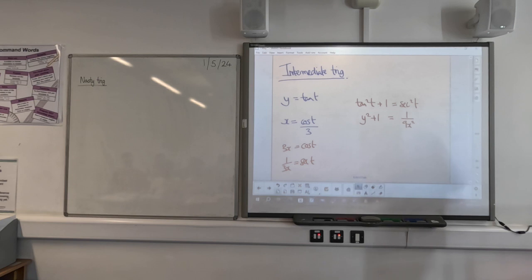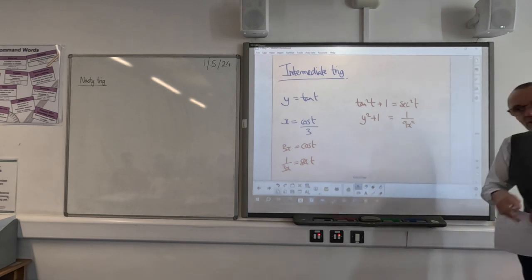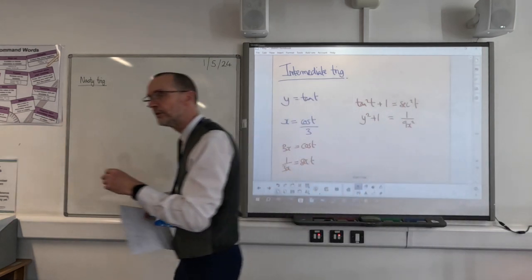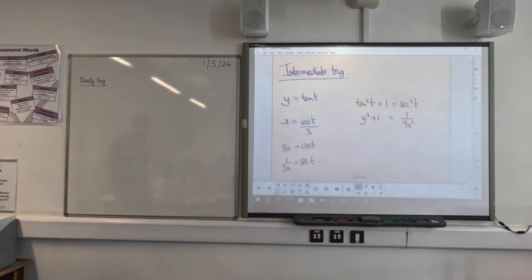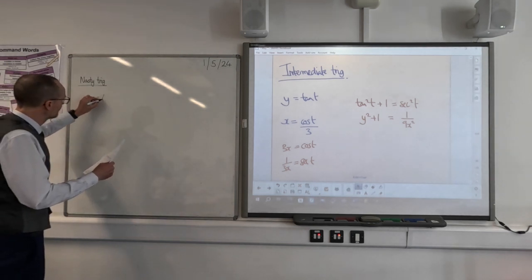So ironically, nasty trig tends to be ones that involve the sine 2x identities, which is normally the easiest because there's only one way of writing it. But let me give you an example.